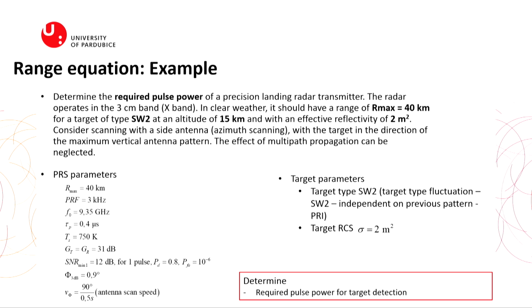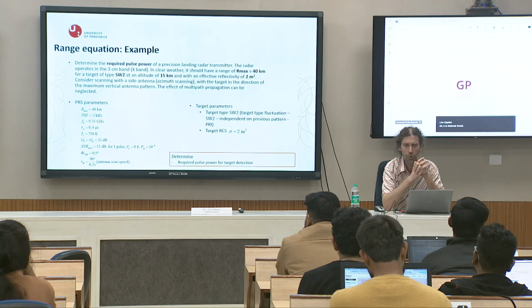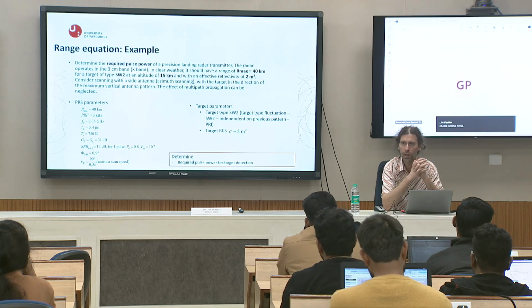So, just an example is, determine the required pulse power of a precision landing radar transmitter. The radar operates in the 3 centimeter band, in X band, so it is 10 gigahertz. You can see it from the 3 centimeter wavelength. In clear weather, it should have a maximum range of 40 kilometers.